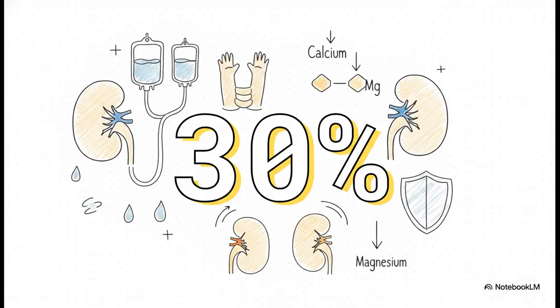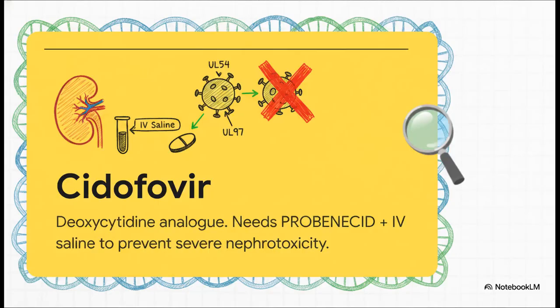Get this. A staggering 30% of patients on foscarnet experience significant nephrotoxicity. This massive 30% risk is exactly why the clinical protocol includes mandatory IV saline hydration before and after every single dose. It's totally non-negotiable if you want to protect the patient's kidneys. So if you see foscarnet on an exam, immediately look for that hydration requirement and those plummeting calcium and magnesium levels. Before we leave herpes viruses, we got to talk about the other major rescue drug, cidofovir.